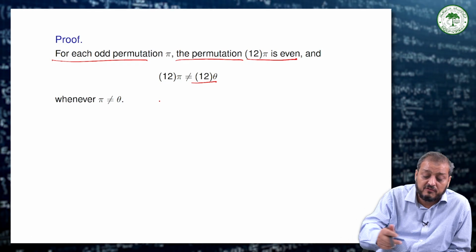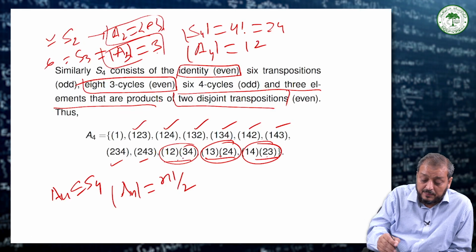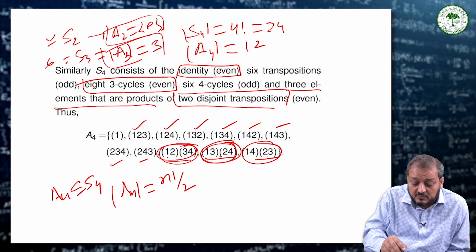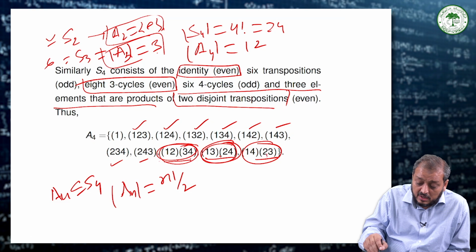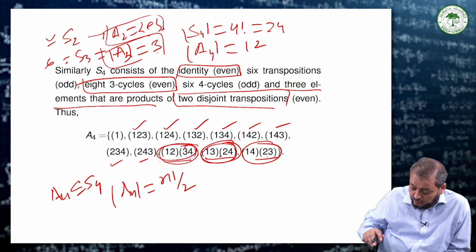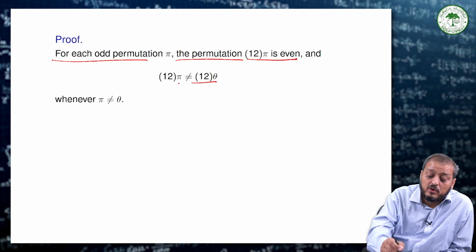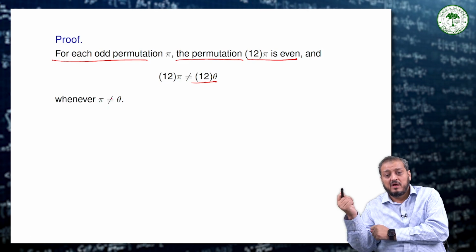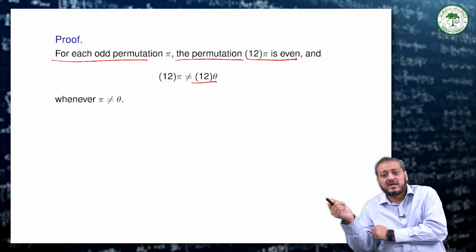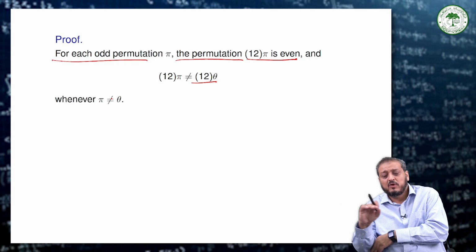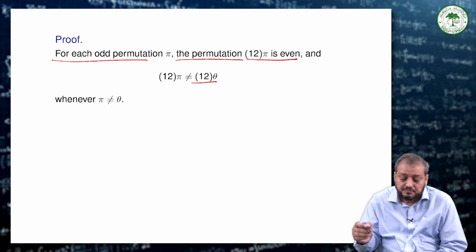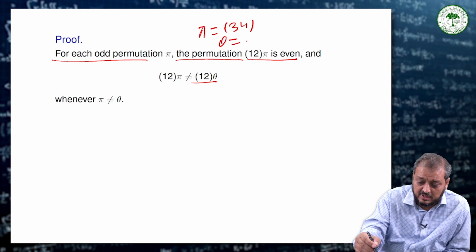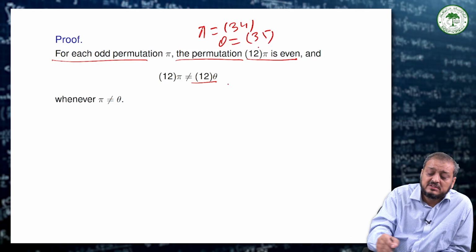Generally we can say that if we have two different permutations, for example we take 1, 2, 3, 4 and 1, 3, 2, 4, and we multiply by (1 2), we can write them in this form. So clearly, if pi and theta are two different permutations, then (1 2) pi and (1 2) theta cannot be the same. For example, we take pi equal to (3 4) and theta equal to (3 5).